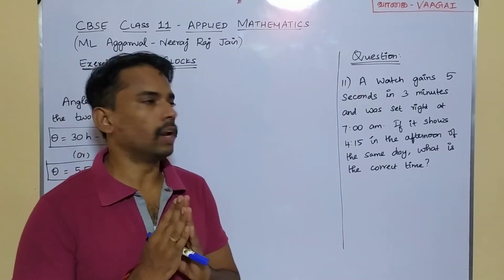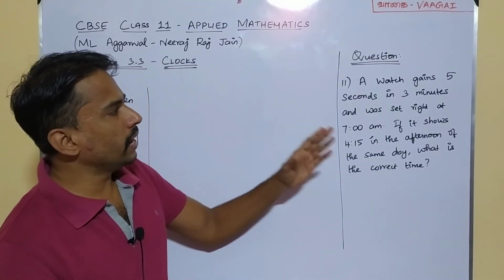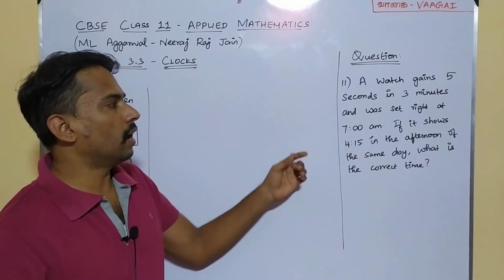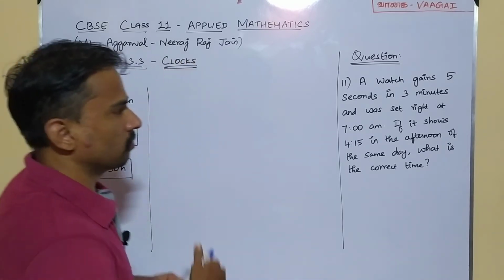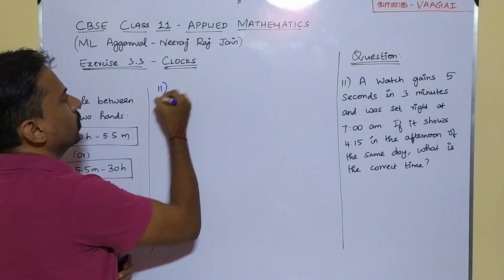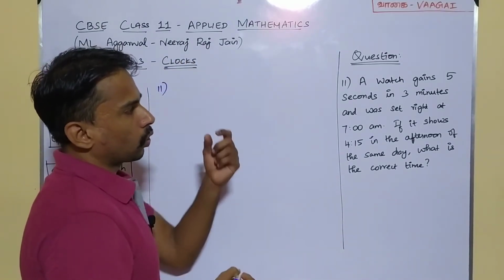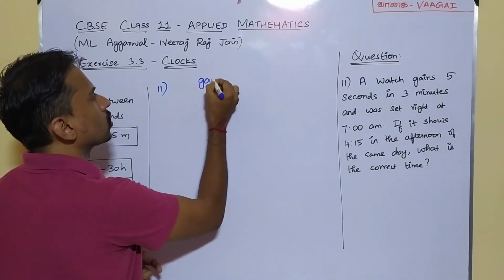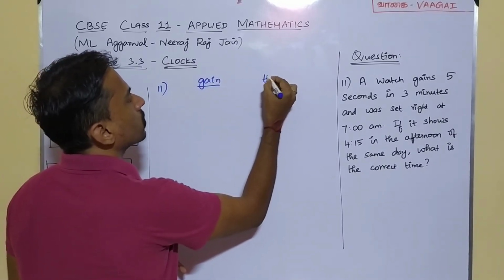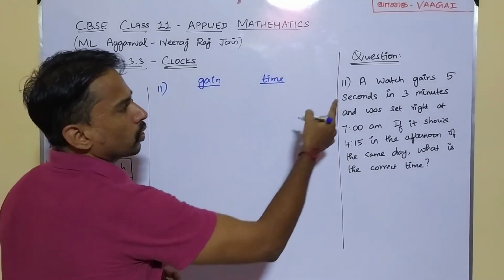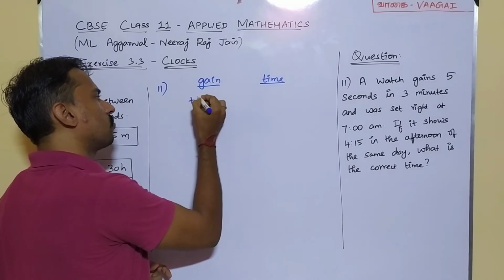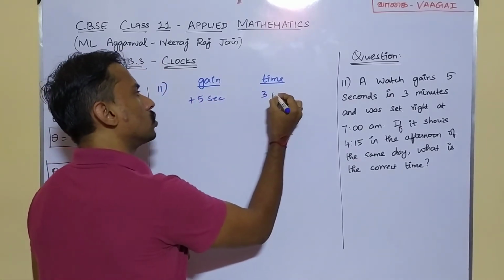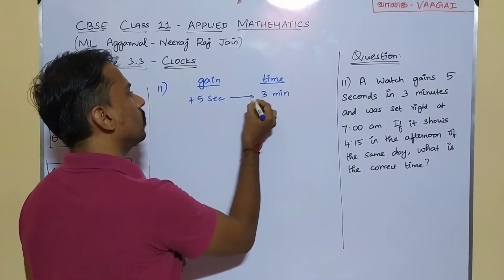Let's work question number 11 now. Our question: a watch gains 5 seconds in 3 minutes and was set right at 7 a.m. So let's note the information which is given to us. Question number 11 here. We have a clock gaining some time. So the clock is going to gain. I'm noting here, and the time duration as usual. So plus 5 seconds in how much time? It is given, in 3 minutes.